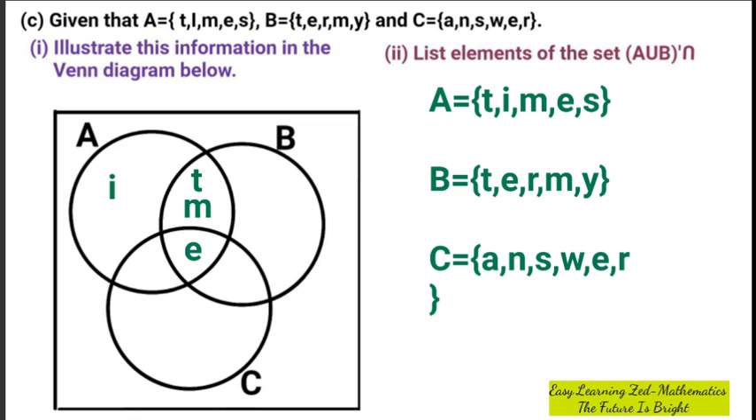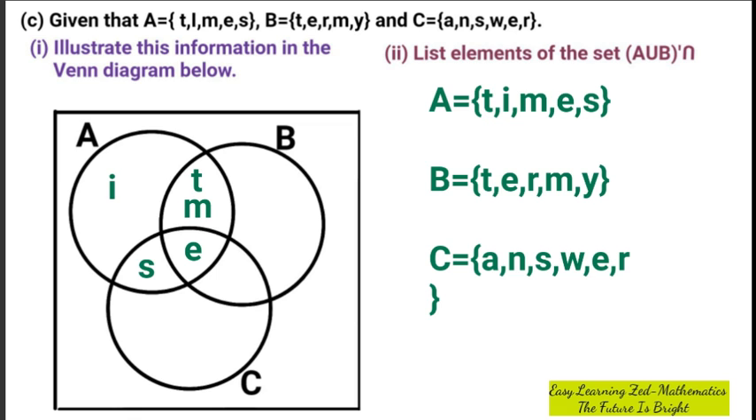Now we go to S. Is S found in set B? No. Is S found in set C? Yes. So S is going to be on the intersection of A and C, which is here. Okay. Now as you can see, we are done with all the elements in set A. We can go now to set B.